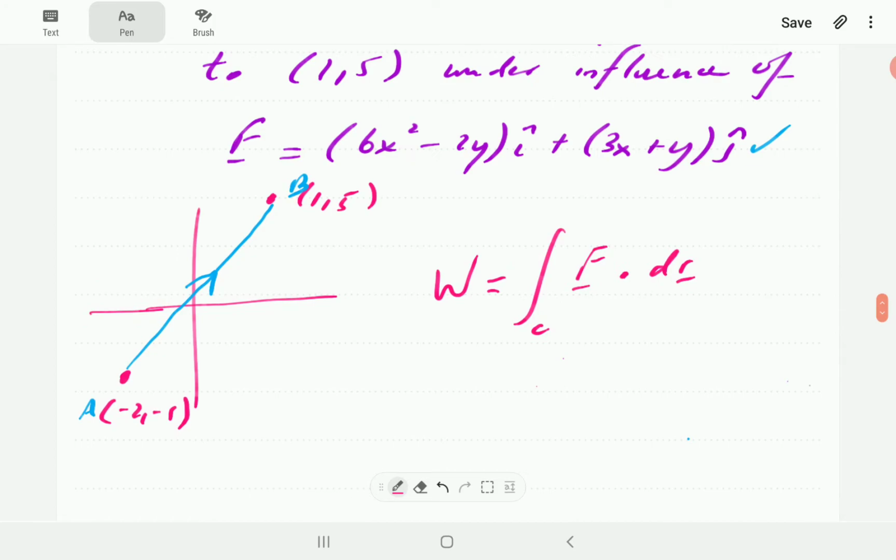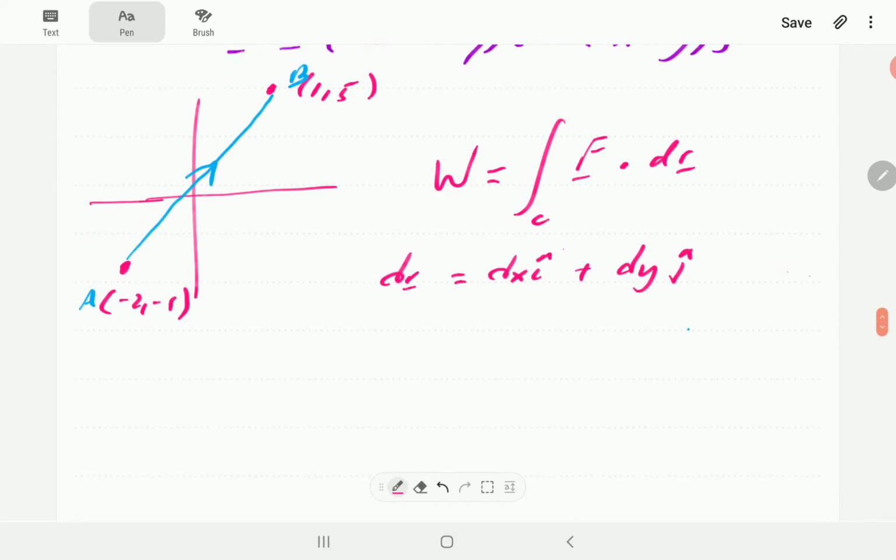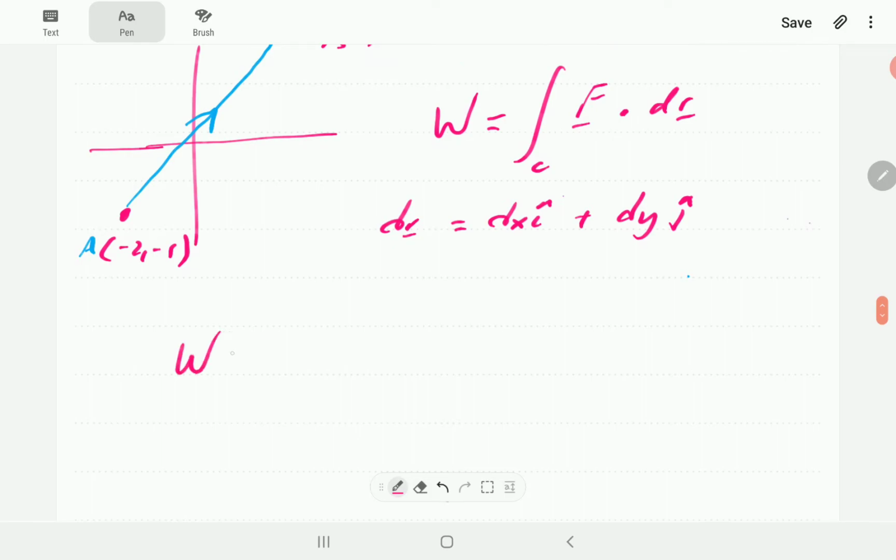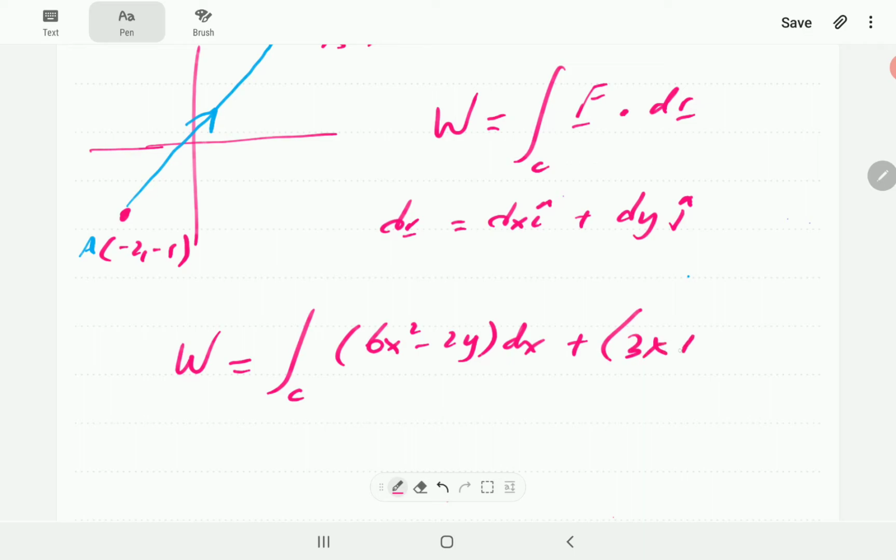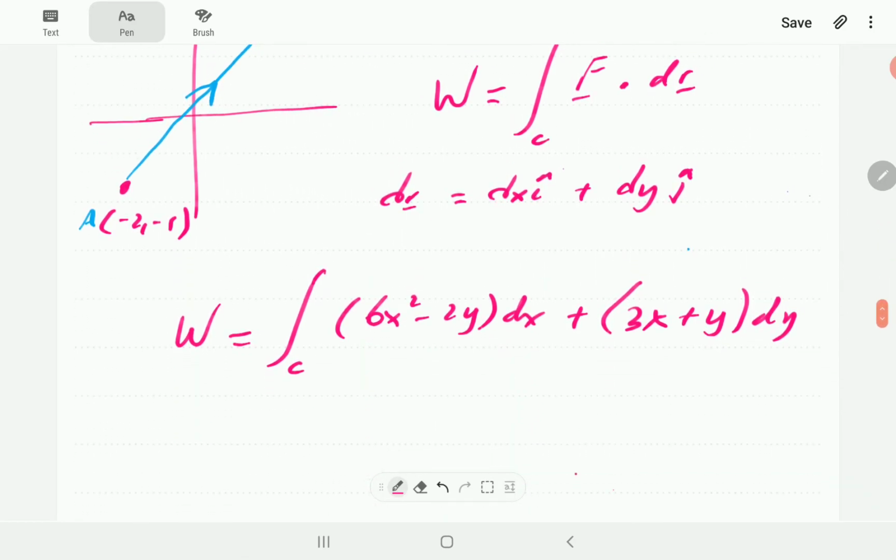Because dr is dx i plus dy j, then when you take the dot product of these two, our work done is going to be the integral of 6x squared minus 2y dx plus 3x plus y dy. So this is the integral we want to evaluate.